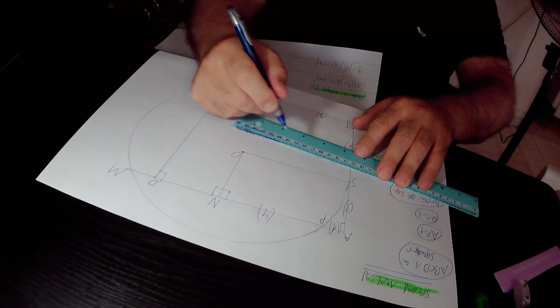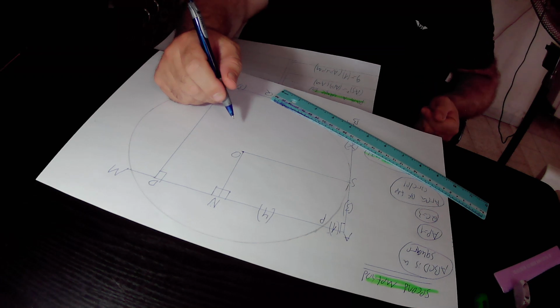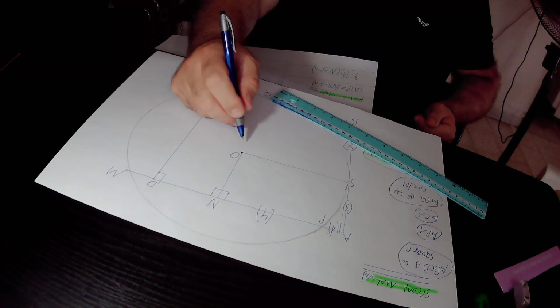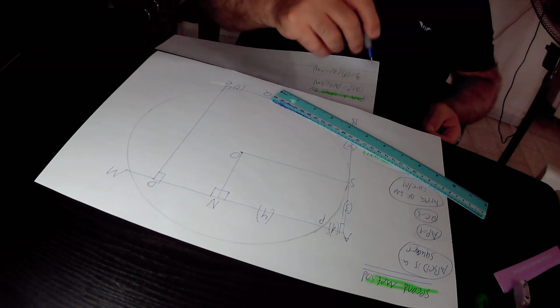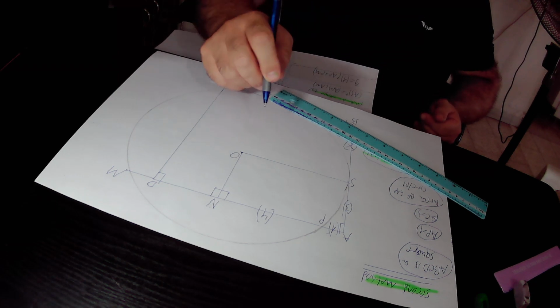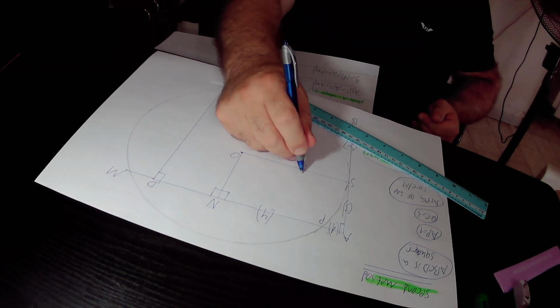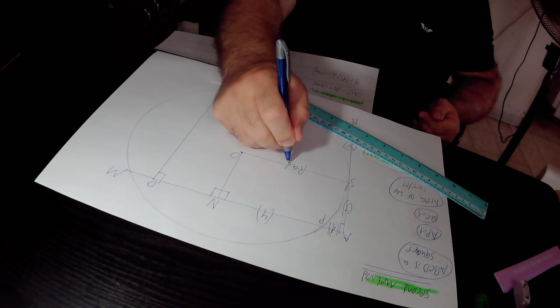Line segment OS is of course the radius of this circle, because it starts from point O, that is the center of the circle, and ends at point S, that is the point on the circle itself. So this is exactly the definition of a radius. Therefore OS is the radius of the circle.